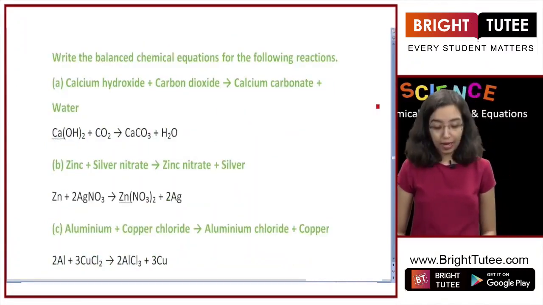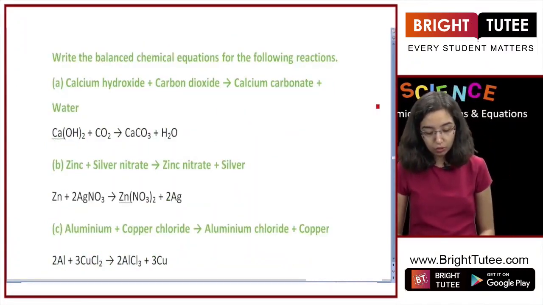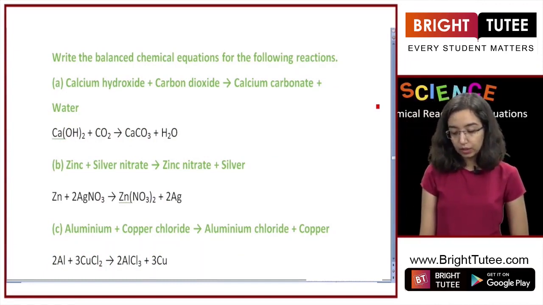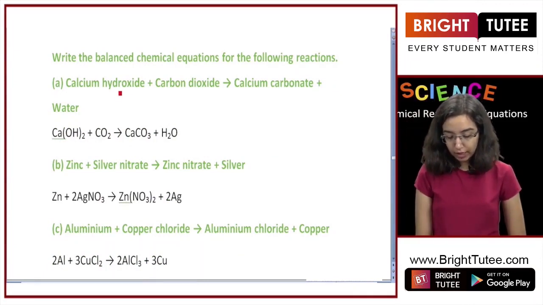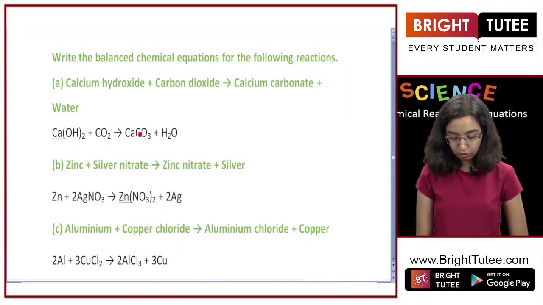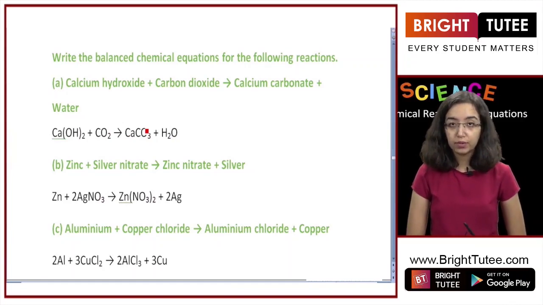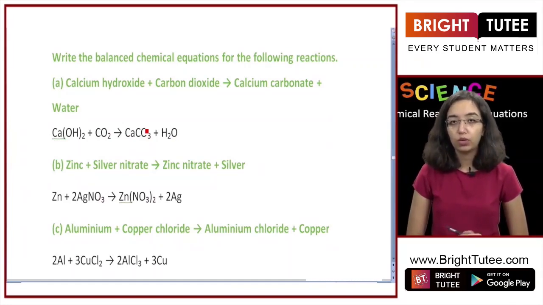Now let's do some more balancing questions. This part expects you to write a balanced equation for the reaction. So we have calcium hydroxide plus carbon dioxide forms calcium carbonate plus water. So we have Ca(OH)2 plus CO2 forms CaCO3 and H2O. As you will count, the number of atoms are already balanced here, and that is why we don't need to balance it.